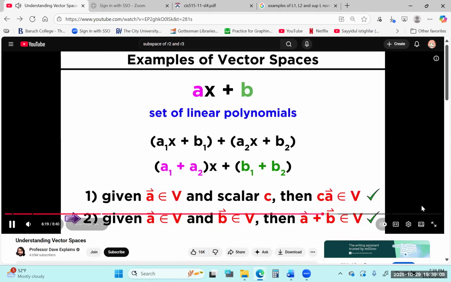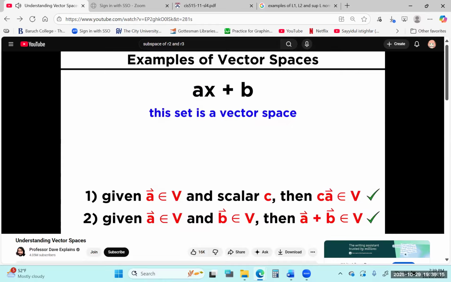Once again, all of these are real numbers, and we get another linear polynomial that is contained in our set. With these two closure properties satisfied, we therefore have a vector space made of functions.